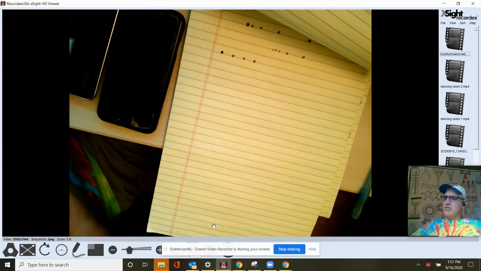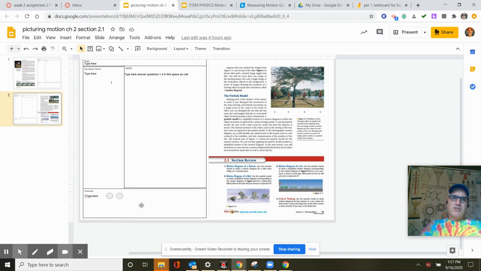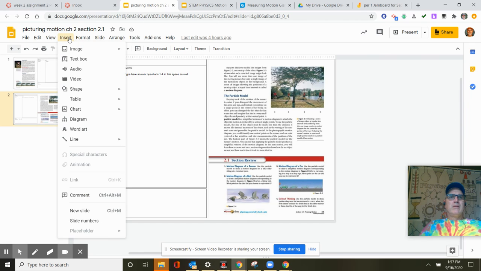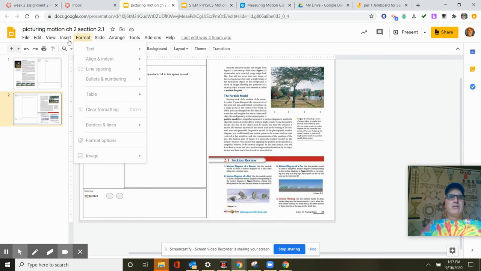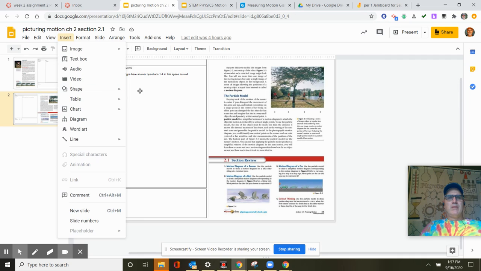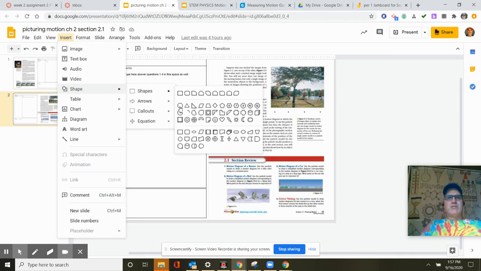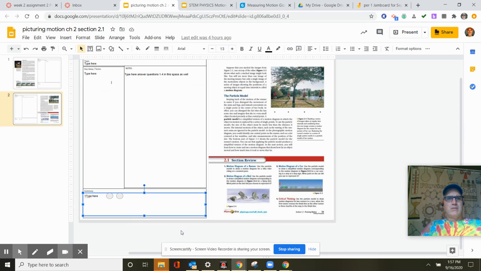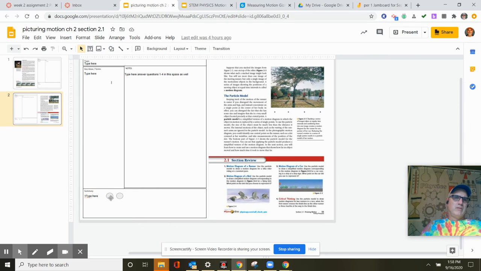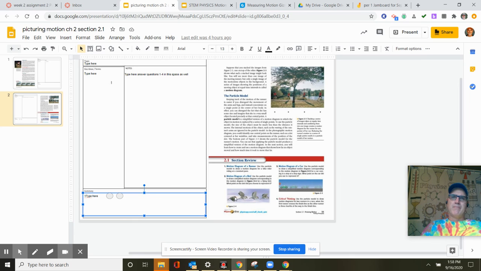And so you can even just do these on paper if you want, like I did, and then you can just upload a picture into here. Or you can actually insert a shape, such as a circle, like I did, and just make little circles here that show the dots either getting farther apart or closer together or staying the same. Right? And I hope that helps.